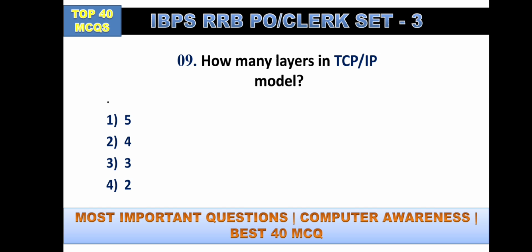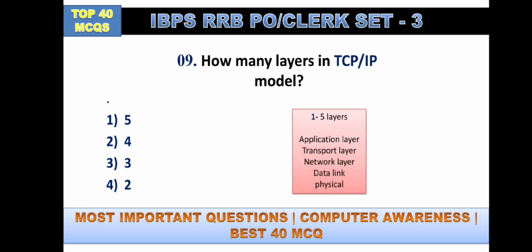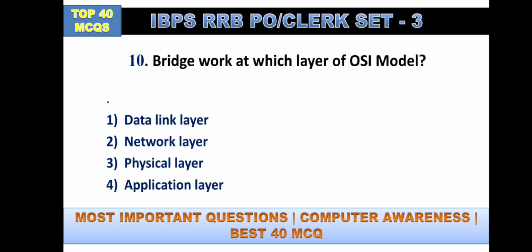How many layers are in the TCP/IP model? As we have seen, the OSI model has 7 layers, and I have said it is a theoretical model. So in the TCP/IP model there are 5 layers: application layer, transport layer, network layer, data link layer and physical layer. Bridge works at which layer of the OSI model? Bridge works at the data link layer of the OSI model.